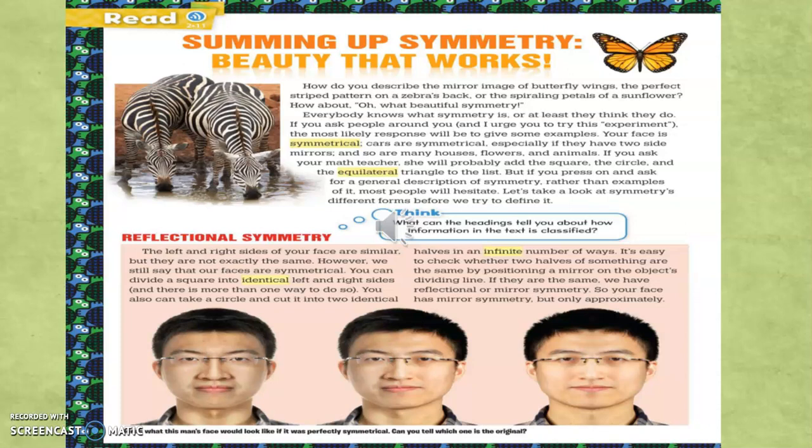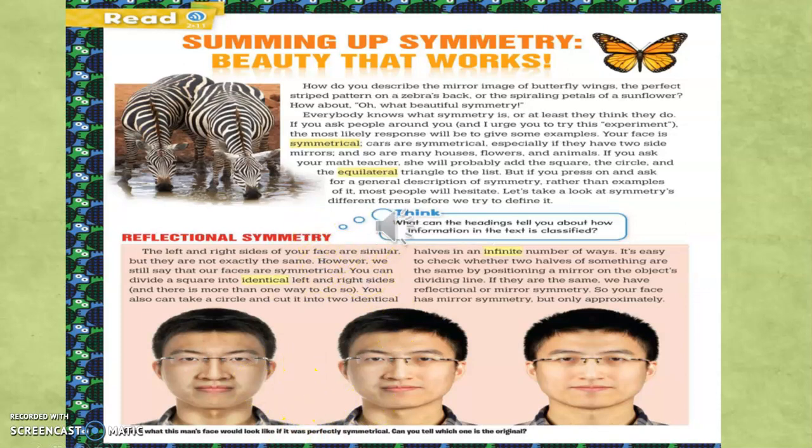to give some examples. Your face is symmetrical. Cars are symmetrical, especially if they have two side mirrors. And so are many houses, flowers, and animals. If you ask your math teacher, she will probably add the square, the circle, and the equilateral triangle to the list. But if you press on and ask for a general description of symmetry rather than examples of it, most people will hesitate. Let's take a look at symmetry's different forms before we try to define it.